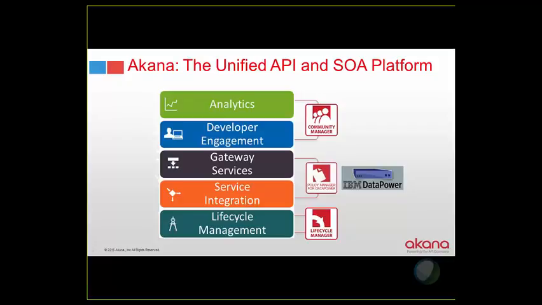It's what makes Anna's life so easy and Ed's life so easy because it automates all the interactions between the two so that they can both produce and consume APIs in a way that's very, very cost-effective and scalable and very, very fast time to market. Okay? So that just gives you an idea about the unified API and SOA platform that Akana offers.